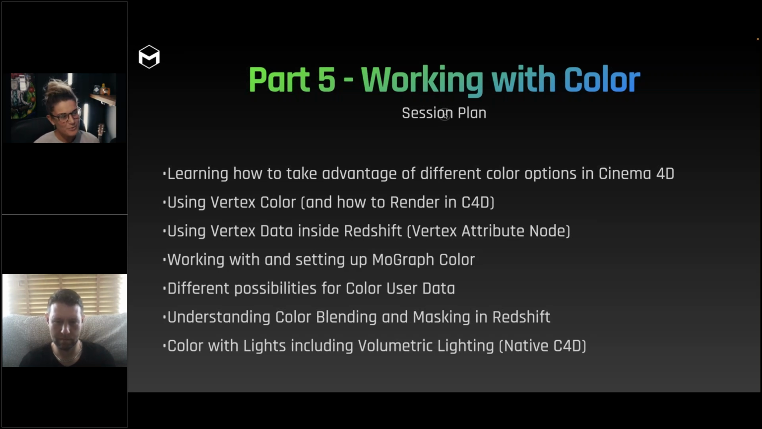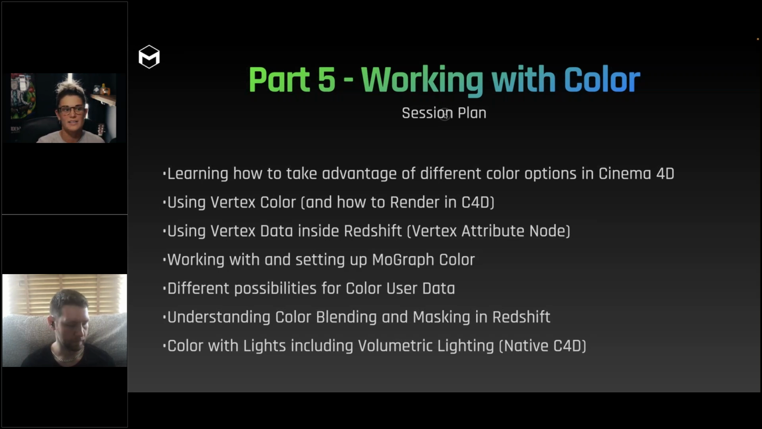But today, we're going to have a look at some different color options inside of Cinema 4D and how we can take advantage of them to make our scenes more interesting, have some more variety, and explore some more creative processes. What we mean by that is there are ways of controlling and adding what's called vertex color. Matt's going to be diving into how we can set up vertex color inside of Cinema 4D, and also how to render that inside of native Cinema 4D.